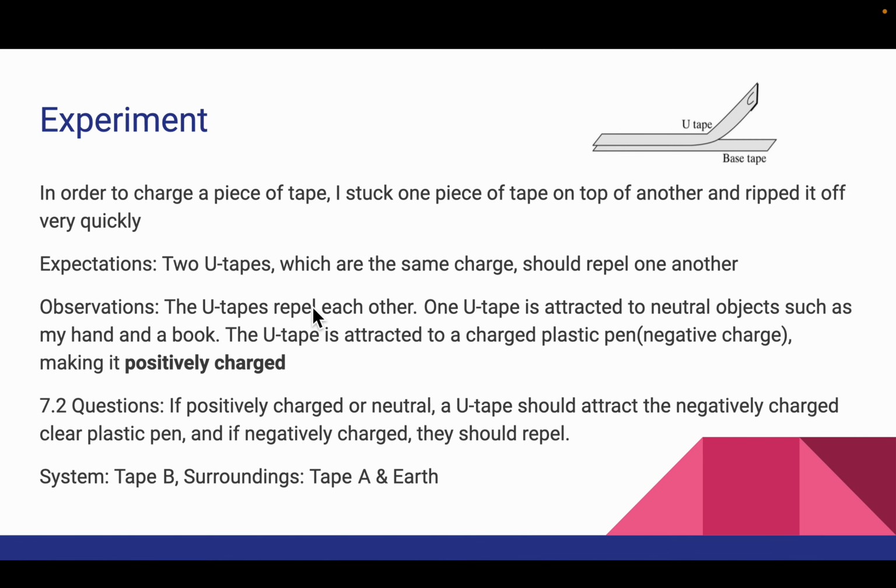In order to charge a clear piece of tape, I stuck one piece of tape on top of another and ripped it off really quickly, as this model shows. My expectations were that two U-tapes would have the same charge since I made them the same way and therefore should repel one another, which is what happened, and the U-tape was attracted to neutral objects and a negatively charged object, which made it positively charged.